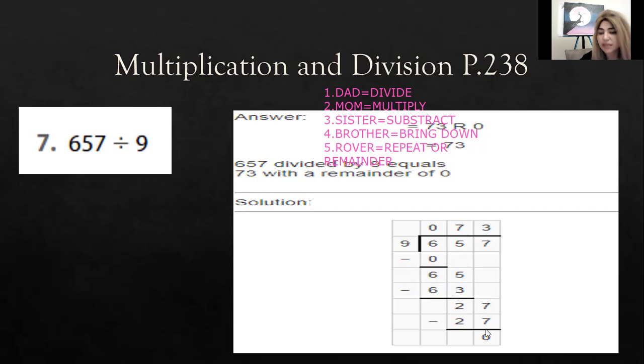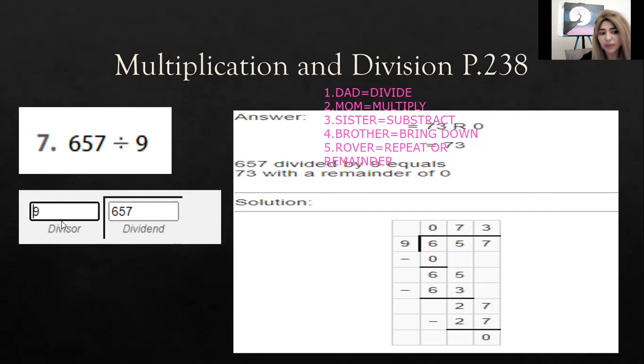Then I bring down the 7, 27. What is the number I multiply by 9 gives me 27? It is 3. So 9 multiply 3, 27. Multiply, then subtract. Then the remainder is 0. So the answer is 73 and remainder 0. Okay. And don't forget that 9 is called what? Divisor. 657 is called what? Dividend.